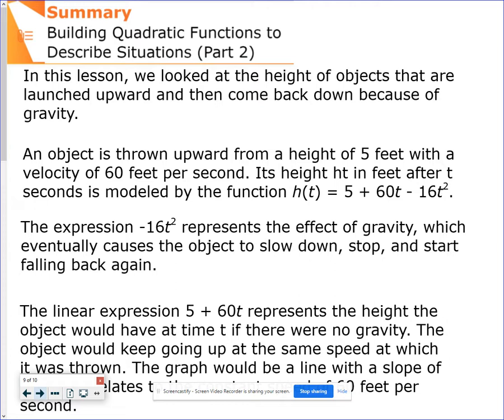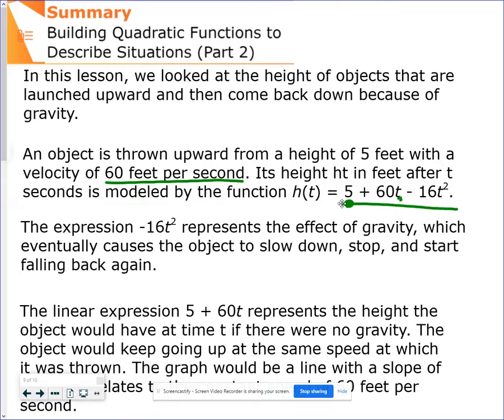Now, this is just our summary. It's on the back page of your handout for this. So we've got some different ways of looking at heights of objects. And this one was more about launching something going up and then coming back down. So an object that's thrown upward from a height of 5 feet. And by the way, doesn't it make sense to have an initial height that's not 0? If you're throwing something, you're not laying on the ground probably, right? So this is saying that you were throwing something and it started at 5 feet. This 60 was that velocity of 60 feet for every second. And then that minus 16t squared, that's gravity slowing it down or bringing it back down to the ground, okay?